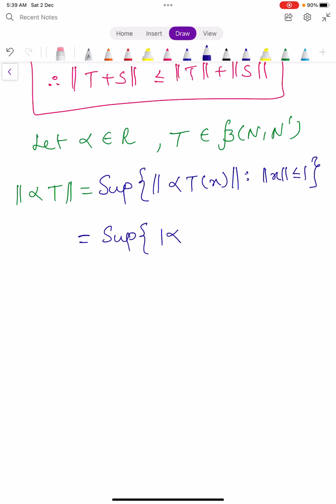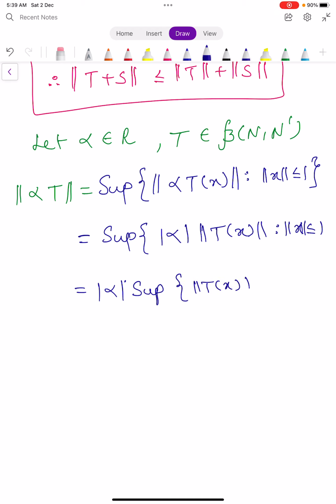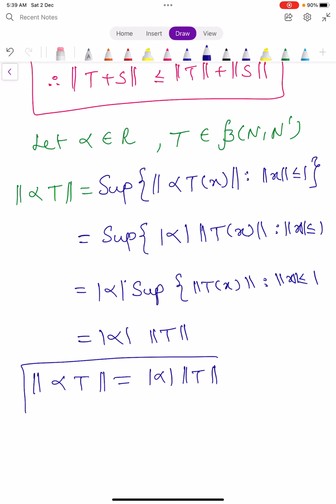Supremum of mod alpha norm T of x such that norm x is less than or equal to 1, which is equal to mod alpha into supremum of norm T of x such that norm x is less than or equal to 1. This is nothing but mod alpha into norm T. This is nothing but the third property. Norm alpha T is equal to mod alpha into norm T. This is the third property of the normed linear space.